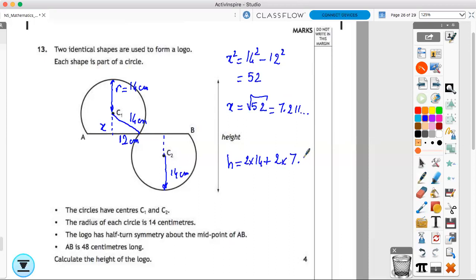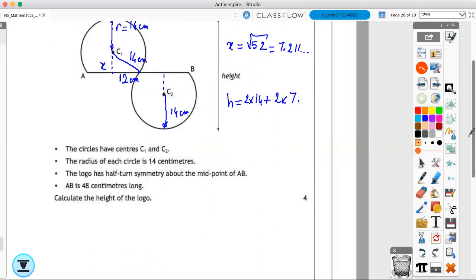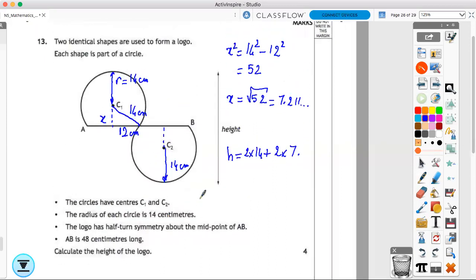Did they tell us to round it? No, it doesn't say. It doesn't tell us to calculate the height, so you can say, okay, I've rounded it to 1 decimal place. So 2 times 14 plus 2 times 7.211 gives you 42.42222, so 42.4 centimeters to 1 decimal place. Try not to put too many decimal places. You can't be more accurate than the data given to you, basically. So 1 decimal place is more than enough.